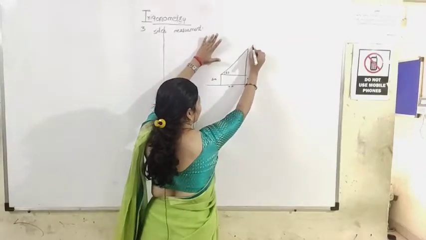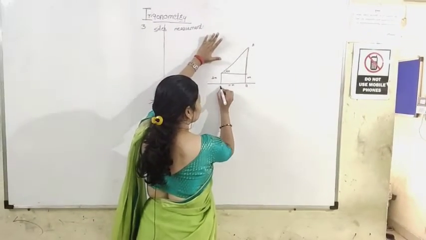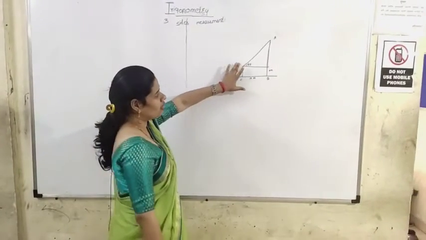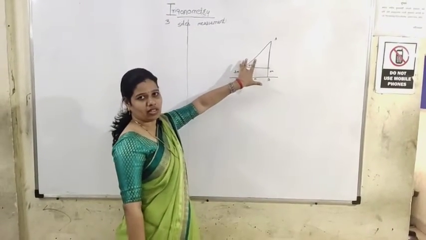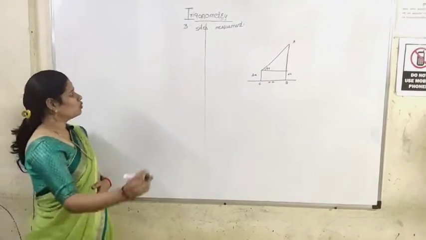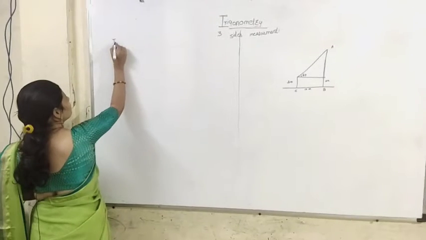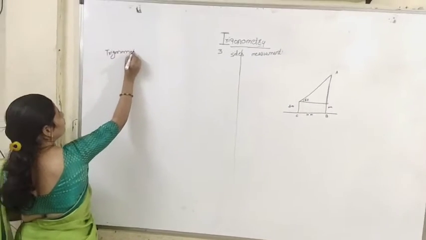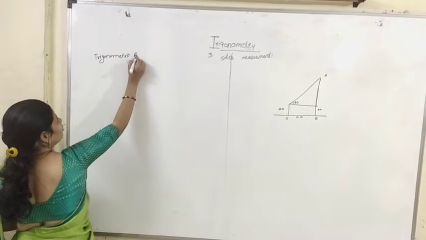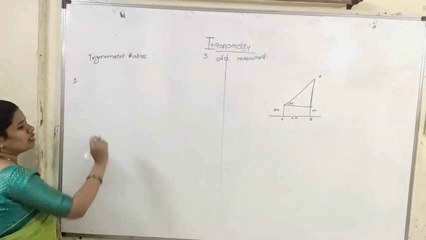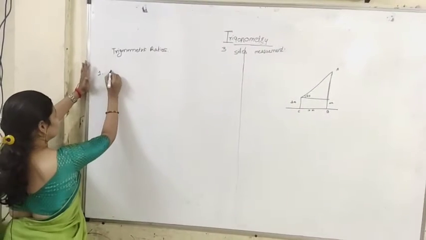So basically, trigonometry helps us to find the relation between the angle and sides of the triangle. For this relation, we can use the trigonometric ratios. Trigonometric ratios. First ratio is sine of angle A.